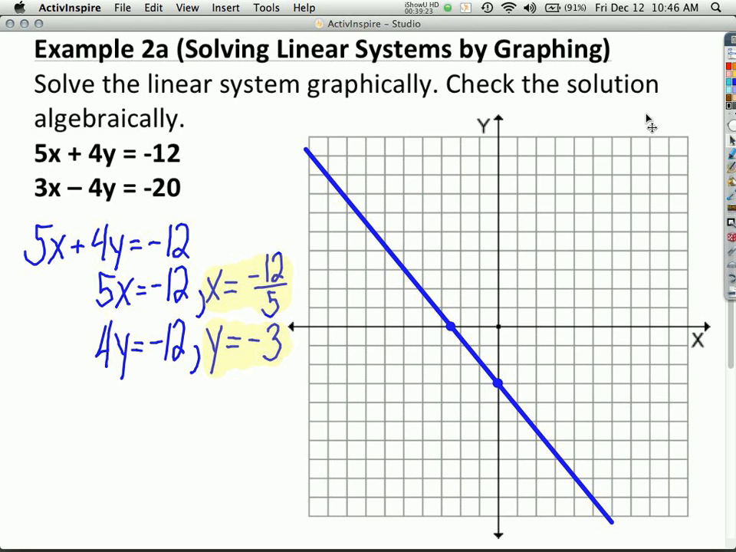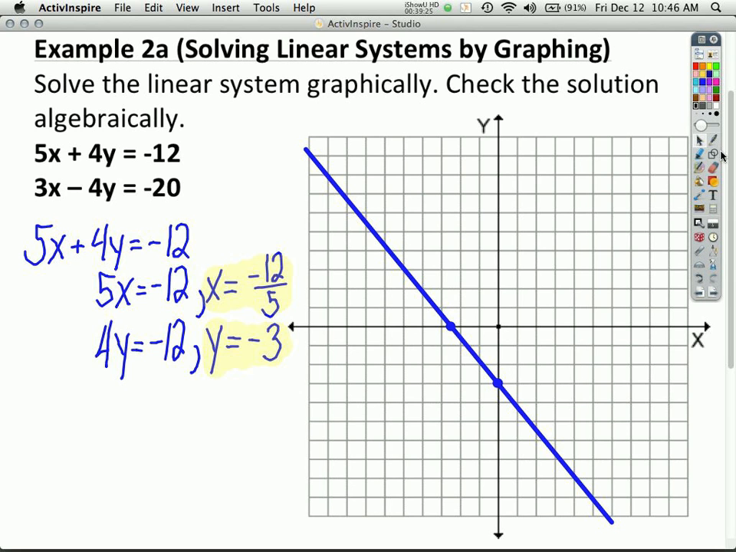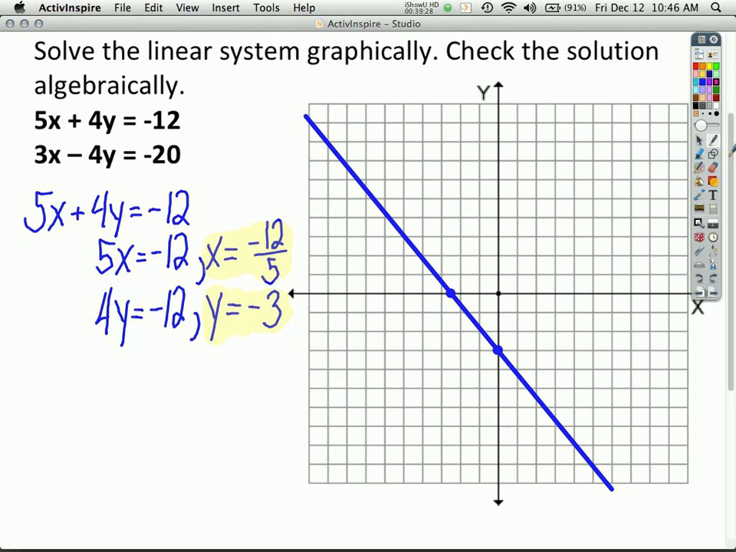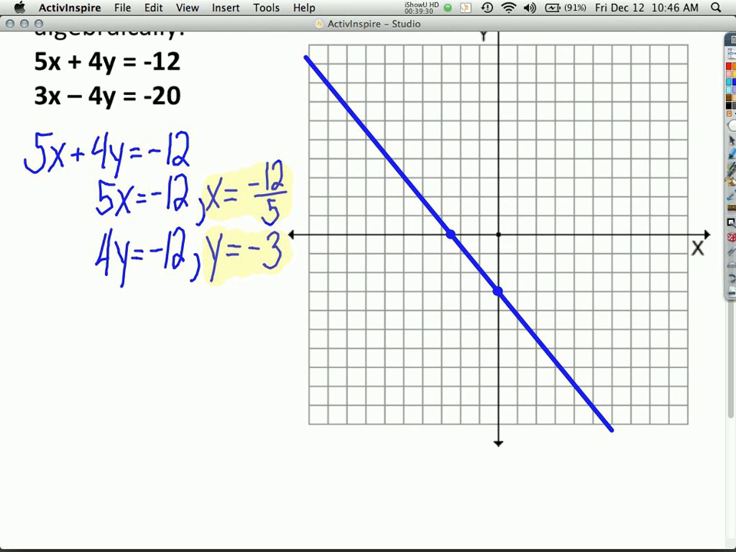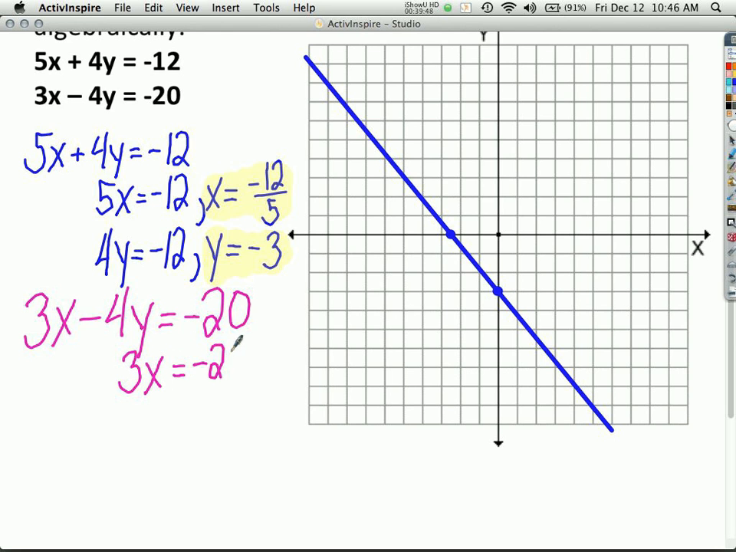Some other people might be doing that. The rest of us are using intercepts. I'm going to change colors so you can see it a little more clearly. And so now we need to do 3x minus 4y equals negative 20, and we need to find the intercepts. So first we make the y a 0. This whole thing will disappear. We end up with 3x equals negative 20, and we end up with x equals negative 20 thirds.